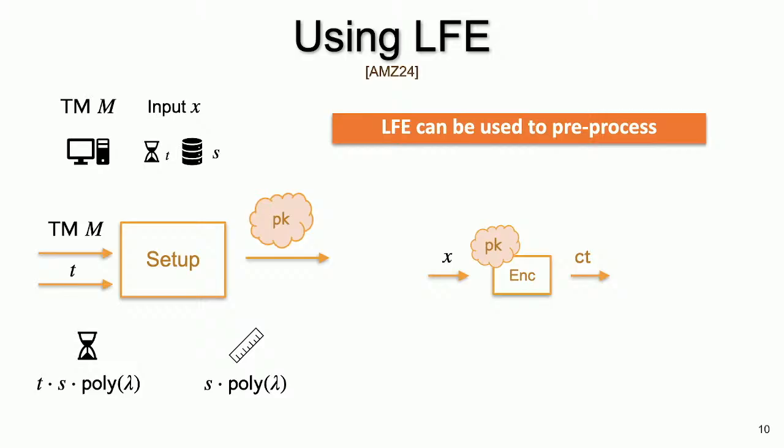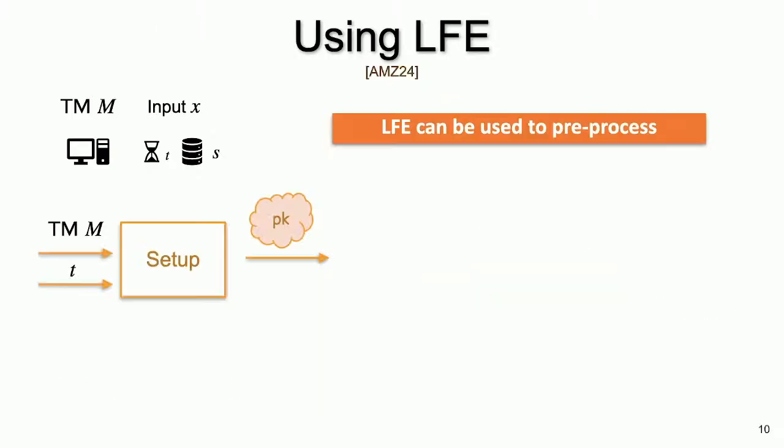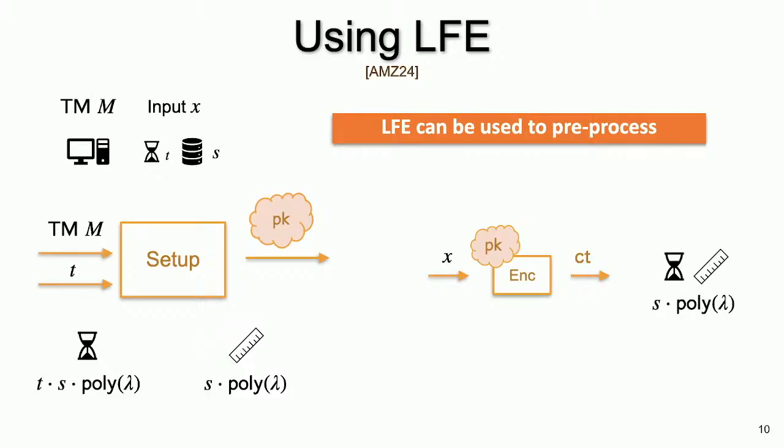Okay? But once you have something short, you can use this in a pre-processing. Imagine you have a succinct randomized encoding which can pre-process and output this short public key. Now encoding is very efficient. Once you see the input, because input x is s bits long, and the public key is s times poly lambda, generating the ciphertext is very, very efficient. Similarly, decryption is also efficient. This gives you a pre-processed succinct randomized encoding.